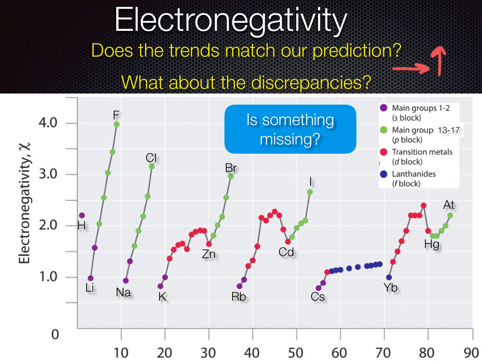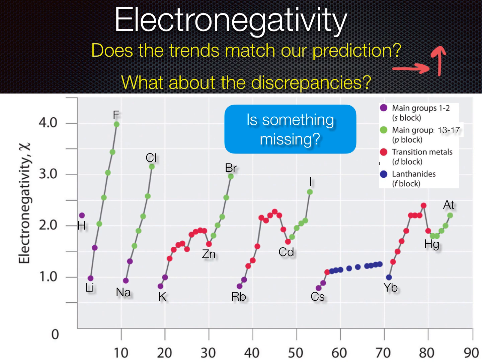Now let's talk about some of those discrepancies you see in the pattern, and I want to draw your attention to zinc and cadmium and mercury. Notice that the electronegativities increase and then drop for a little while and then continue to increase, and that trend follows when you get to cadmium, and then it increases, and it does it again when you get to mercury, and then it turns back up.